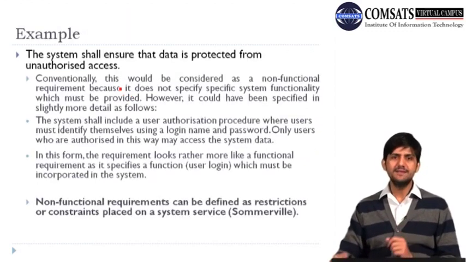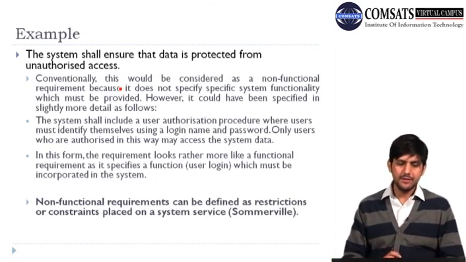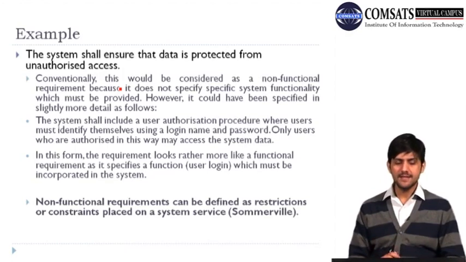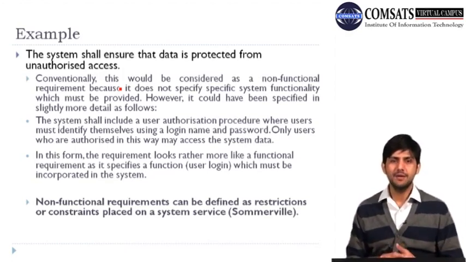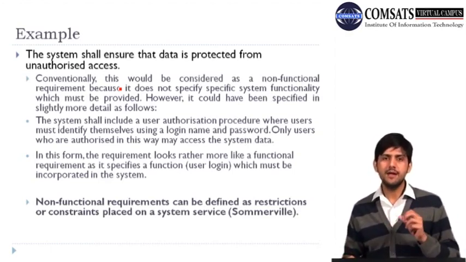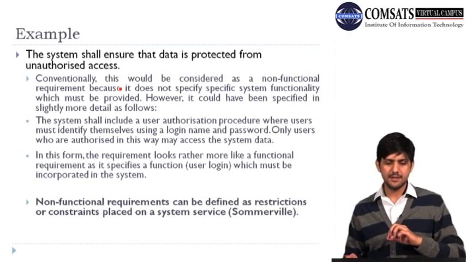So let's look at some examples and try to identify these differences. Let's say the system shall ensure that the data is protected from unauthorized access. Conventionally, this would be considered a non-functional requirement, because it does not specify system functionality; somebody is putting a constraint on the system. Now it is saying that all the data should be protected from all unauthorized access.